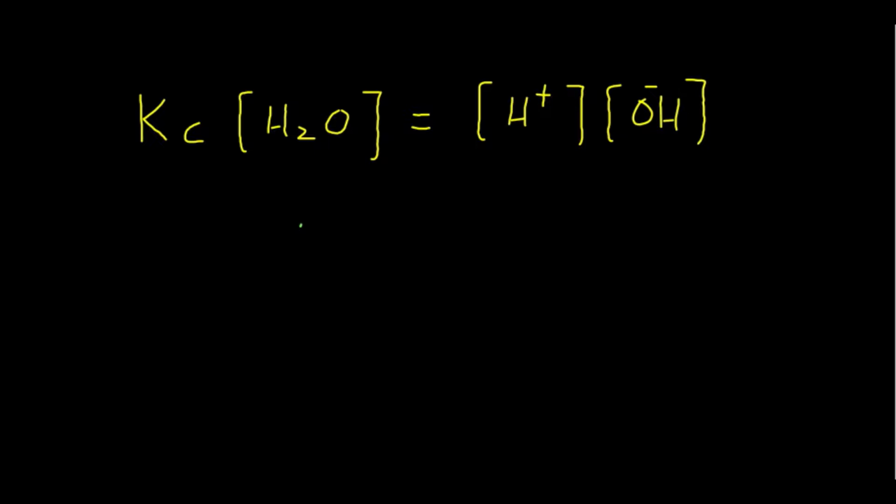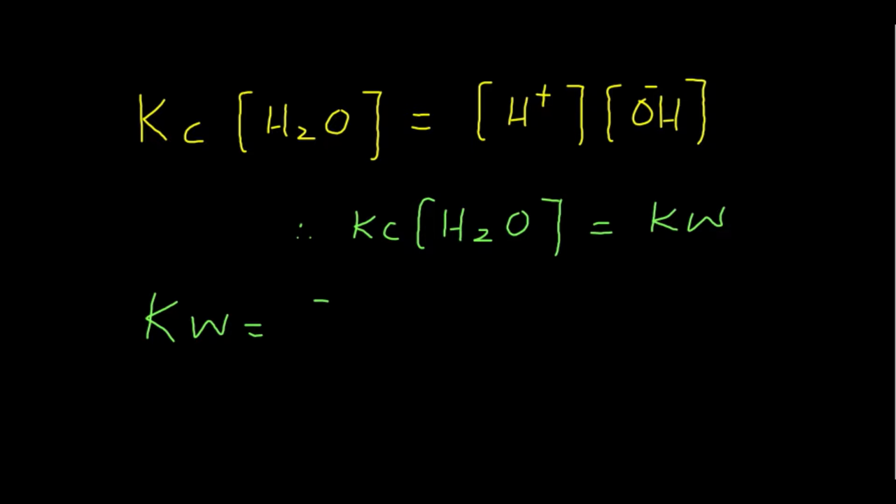Kc times the molar concentration of water is equivalent to another constant that is known as Kw. Kw is the ionic product of water or the ionization constant of water. Now substituting the value of Kw, the equation would be Kw is equal to the molar concentration of hydrogen ion times the molar concentration of hydroxide ions.